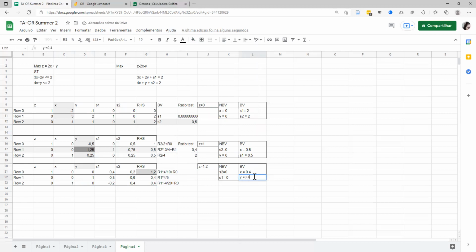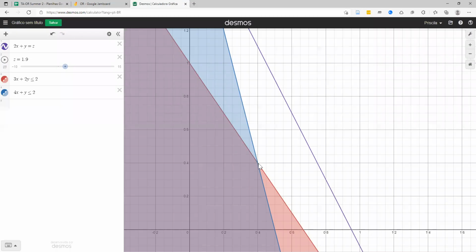So if we replace these numbers in our objective function, we will find that 0.8 plus 0.4 is the z value that we found over here in the tableau, 1.2. So that's an indication that what we have done is correct. But we also can see here that's exactly the value that we found in the graphical solution. So it's 0.4 and 0.4.